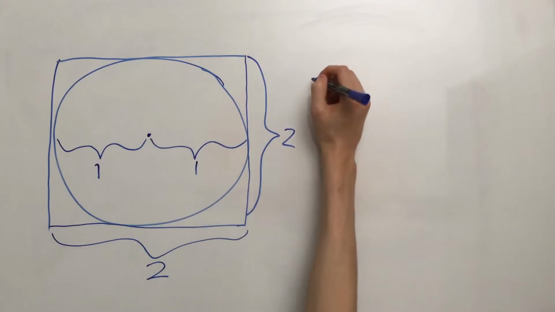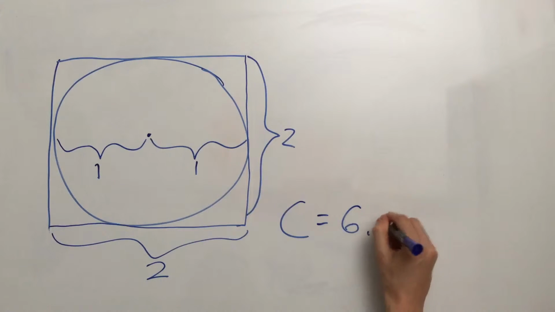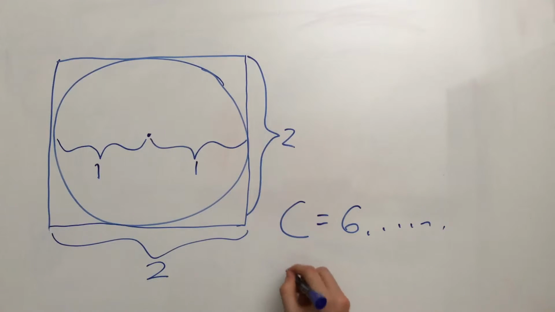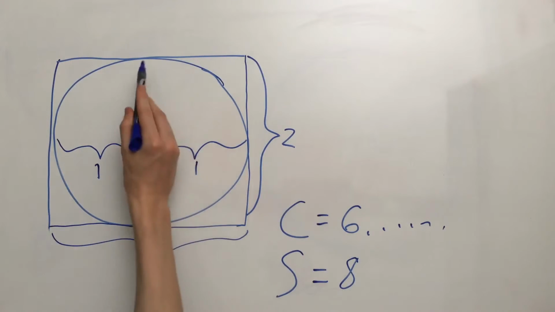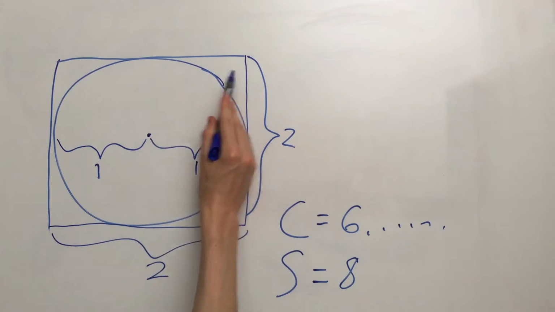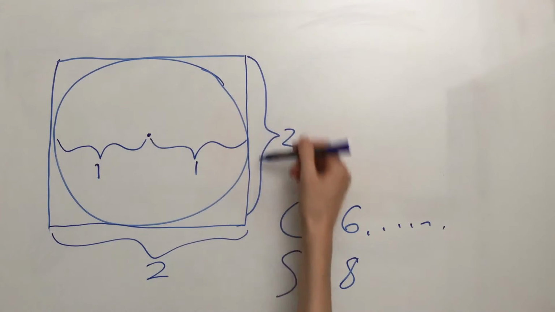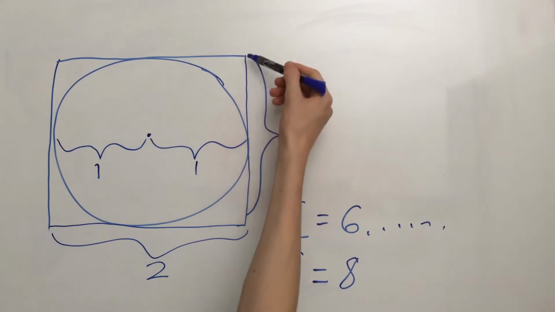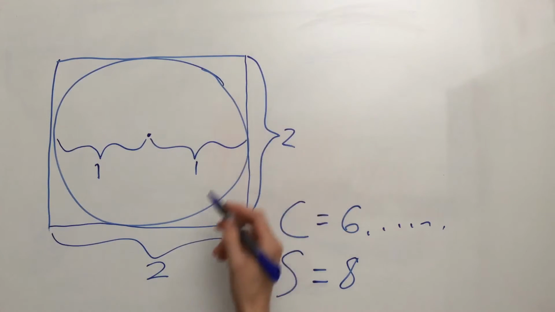Well, we know that the circle, which we'll denote with C, is 6 point something something something, and the square, which we'll denote with S, is just 8. But how is that possible? Because the circle moves over 1 unit, and it moves down 1 unit. So how does it then not equal 8? Because it must move over.